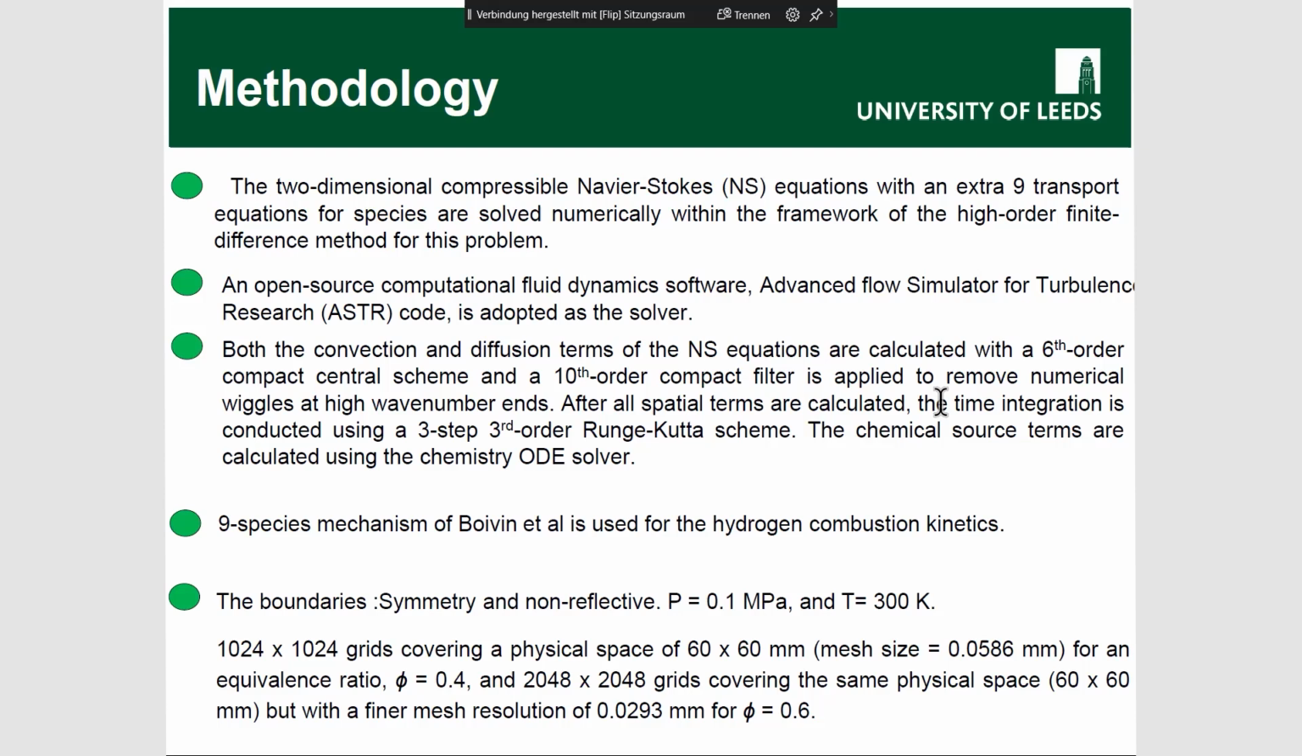The physical space is 60 by 60 millimeters. For equivalence ratio 0.4, we use 1024 by 1024 grid points, and 2048 by 2048 grid points for equivalence ratio 0.6. This is because when we increase the equivalence ratio from 0.4 to 0.6, the flame thickness decreases, so we want a finer mesh for the richer mixture, even though both are lean conditions.